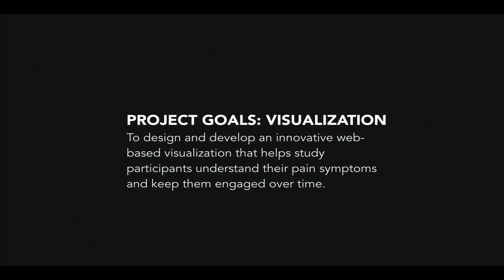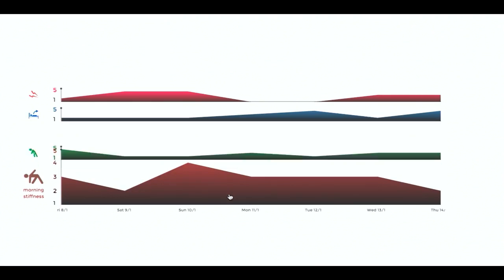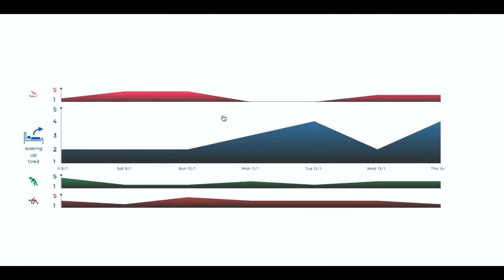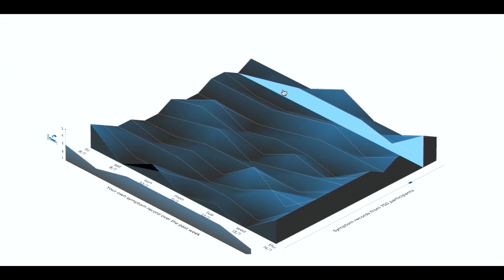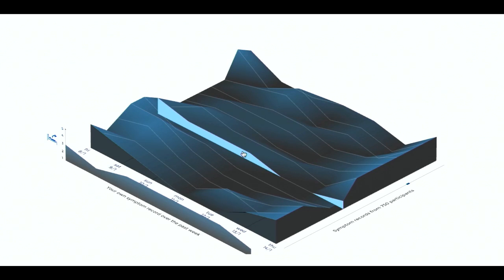Our first goal was building a visualization to help people understand these relationships. The other part, to encourage engagement with the data, was to create a citizen science platform so people could analyze other patient data and submit their own hypotheses. The first thing we did was create a simple interface where participants can visualize their own symptoms in 2D. The 2D view gives you a week's worth of symptoms, and then you can scroll through this 3D landscape, which shows you up to 750 participants' data at once to see the similarities and differences throughout the week.